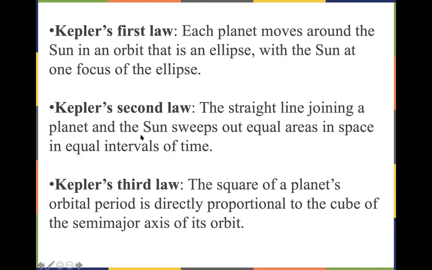Here I have summarized all three of Kepler's laws. The first one is that each planet moves around the sun in an orbit that is an ellipse with the sun at the center.